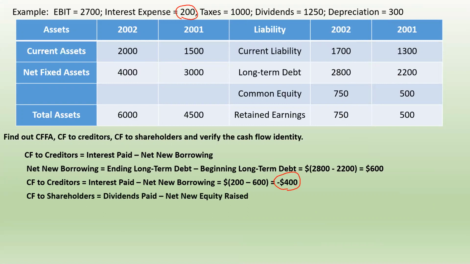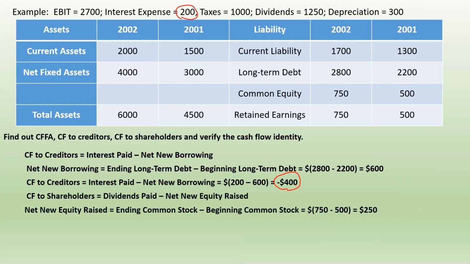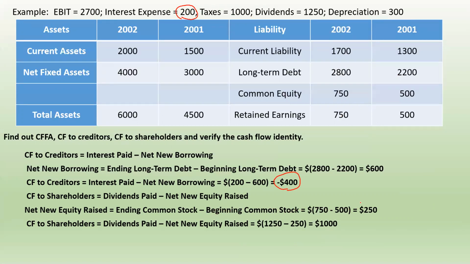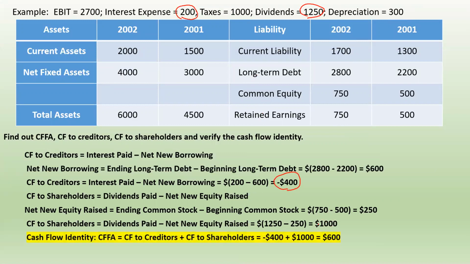Cash flow to shareholders, so we need to find out the net new equity raised. It's the ending common stock minus the beginning balance of common stock. It's 250. And the dividend paid is 1,250. So we found out the cash flow to shareholders is 1,000. We found out the cash flow from assets, which is 600, equals 1,000 minus 400. So the cash flow identity holds.